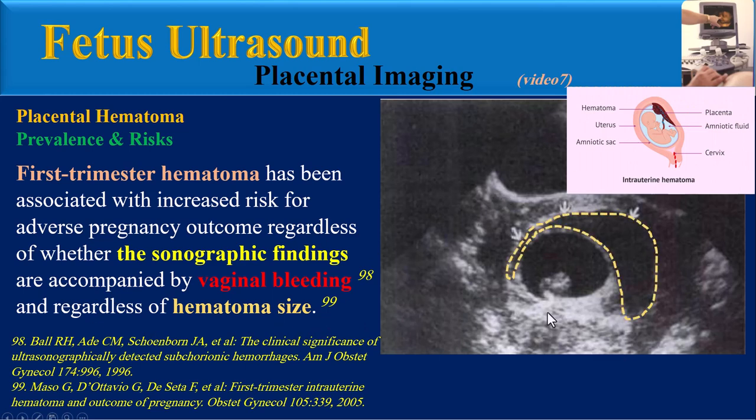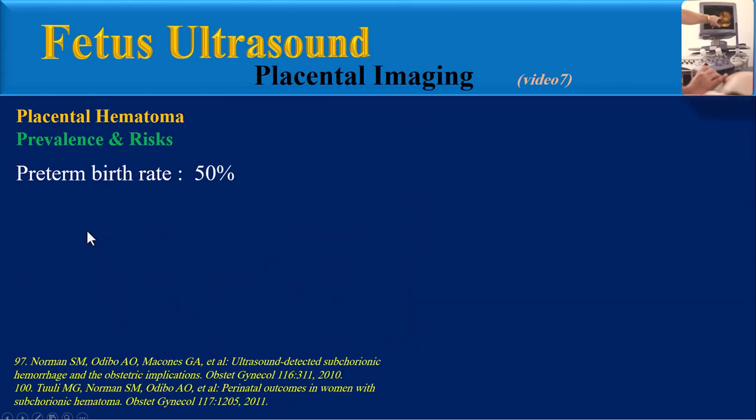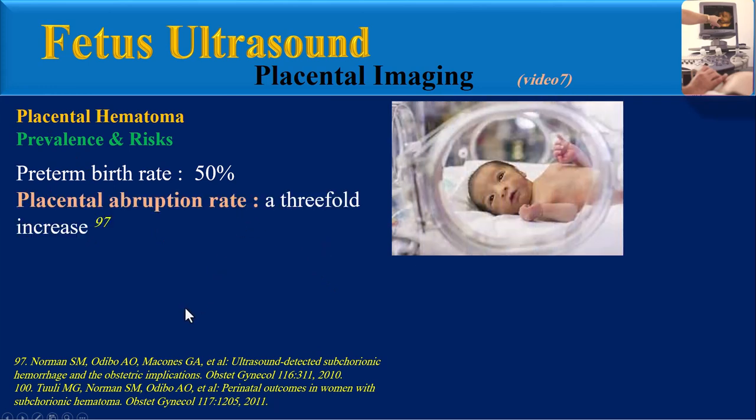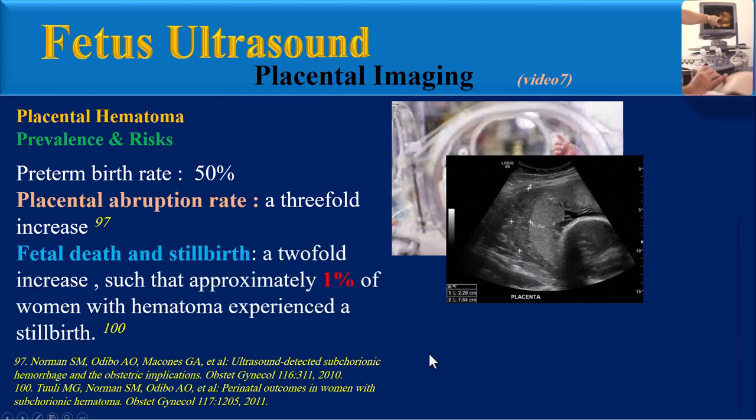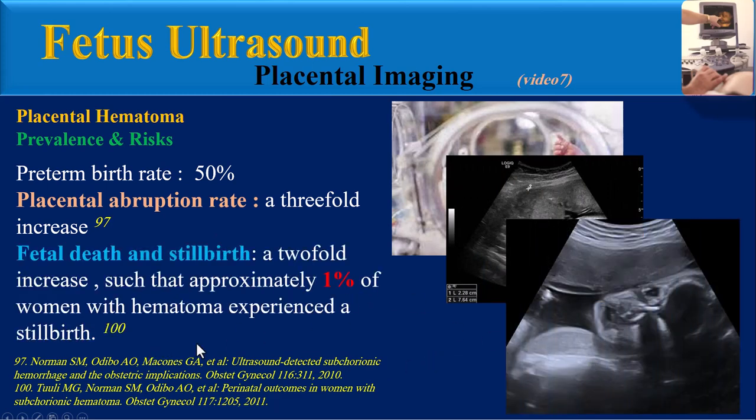This ultrasound image from an 8-week fetus shows a large subchorionic hematoma which occupies at least 2/3 of the chorionic sac circumference. Other risks of placental hematoma include preterm birth rate of about 50%, a 3-fold increase in placental abruption, and a 2-fold increase in fetal death and stillbirth, such that approximately 1% of women with hematoma experienced a stillbirth.